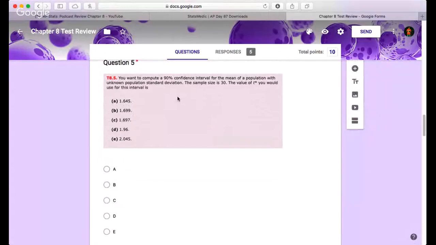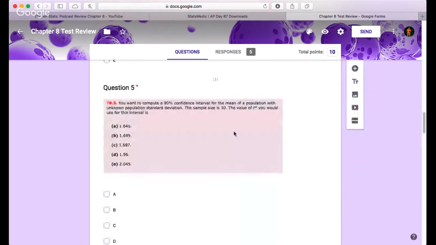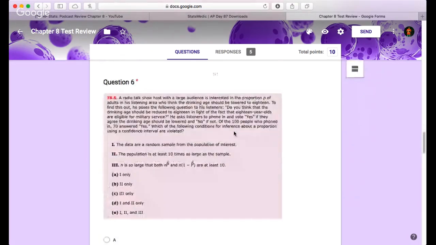You want to compute a 90% confidence interval for the mean of a population with unknown population standard deviation. The sample size is 30, with, by the way, DF or degrees of freedom of 29. The value of T star you would use would be what? Well, the tail percentage would be 5% on either side with degrees of freedom of 29. And then that's how I would find my T star. Okay. And then it would go in the middle. Inverse T or Table B. Okay, either one of those.